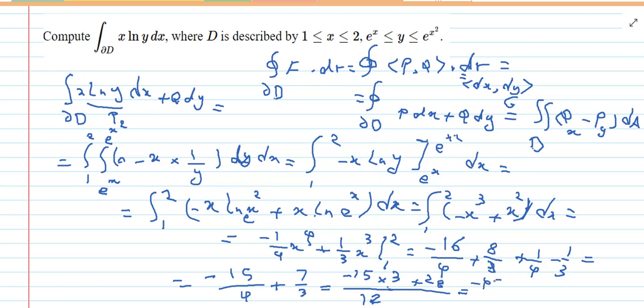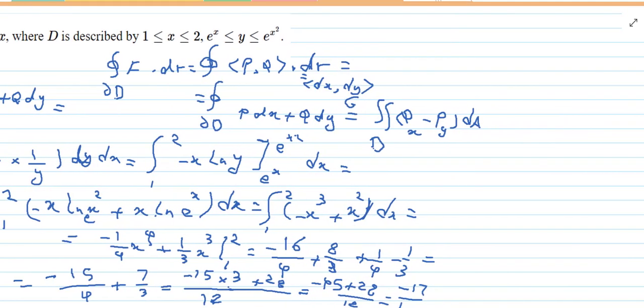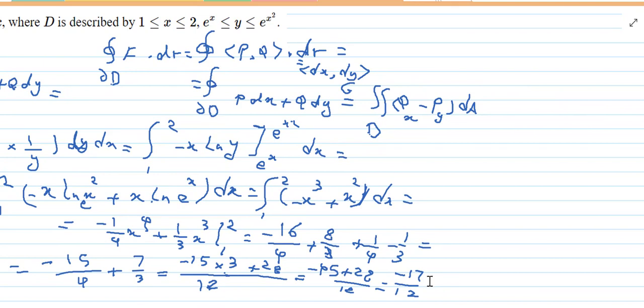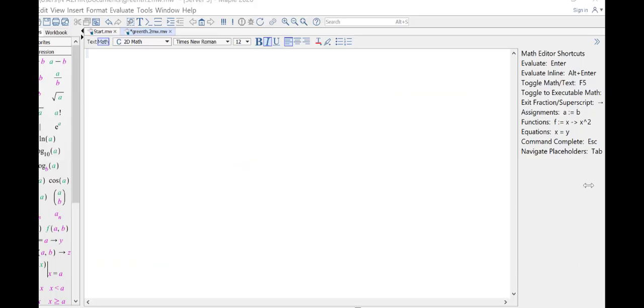So minus 45 plus 28 over 12. If we decrease 8 from this, it is minus 17 over 12. So we compute this integral, which will be equal to minus 17 over 12. And I actually want to use the Maple software also and see how we can compute this example within Maple software. In this video, I want to solve that question by Maple software.